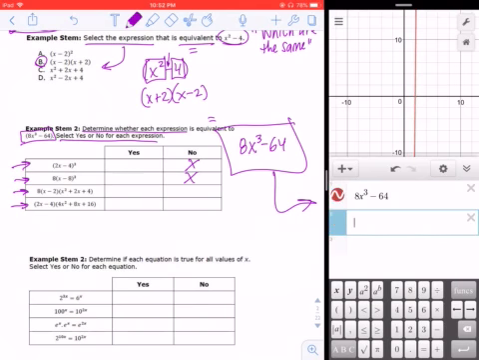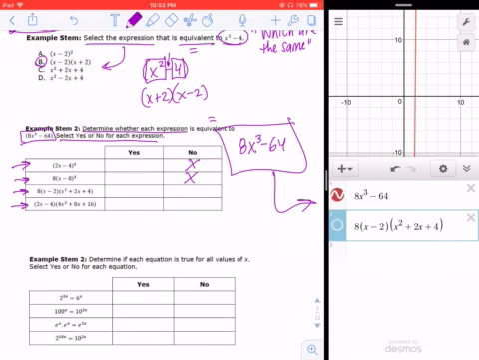Then I'm going to go ahead and write my next one, 8x minus 2 and x squared plus 2x plus 4. And I see that the orange line and the red line are exactly the same. I can turn that on and off by clicking the orange button. I see that they're exactly the same, so I know that they are equivalent to each other.